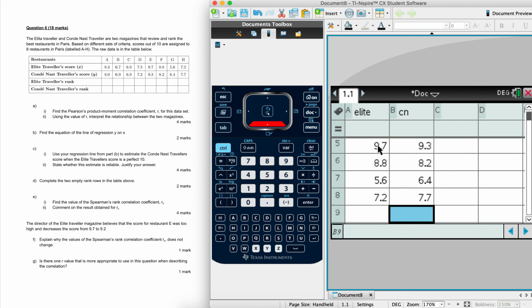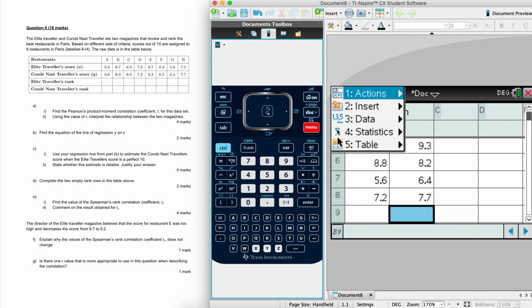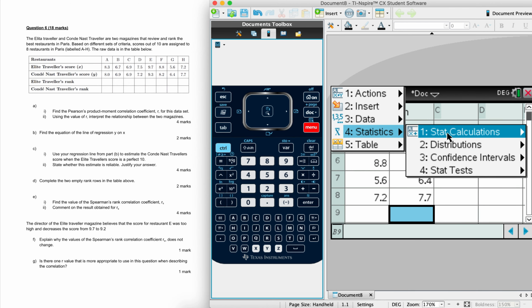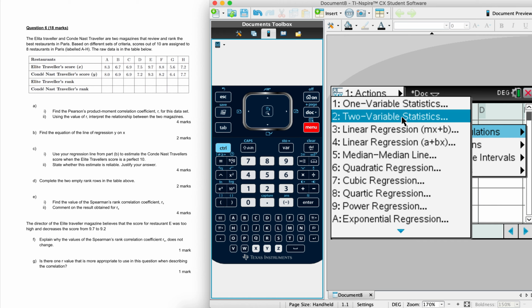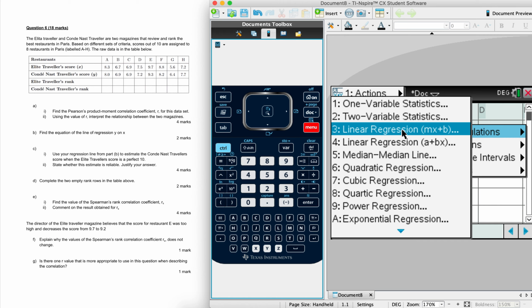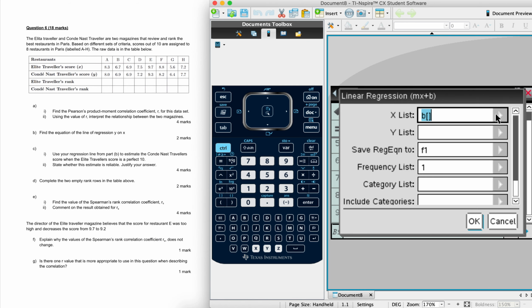There we go. So to find Pearson's correlation, it's menu, statistics, stats calculations, and it's the linear regression. You can also find it in the 2 variable, but looking ahead, we're not needing to find the mean points or anything, so it's probably better to do the linear regression because that will help us out in the next question. So the X data is the Elite Traveller, and then I've called it CN for the Y data.